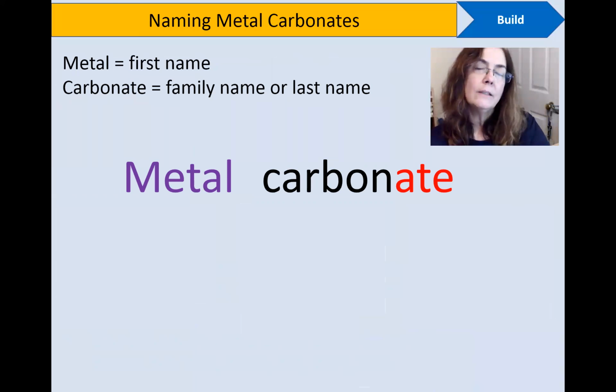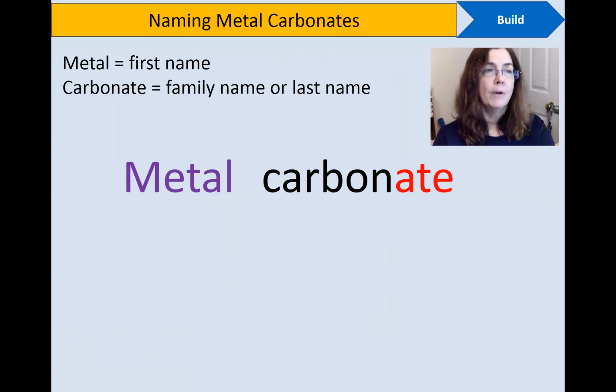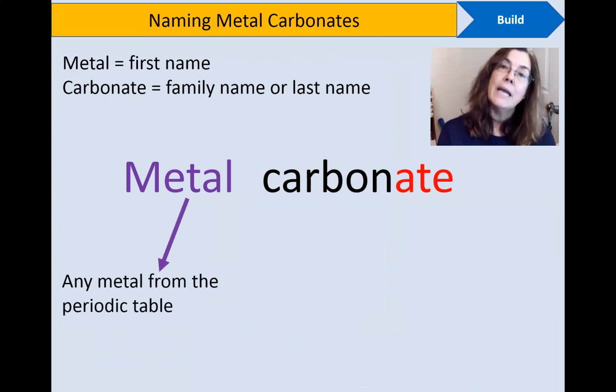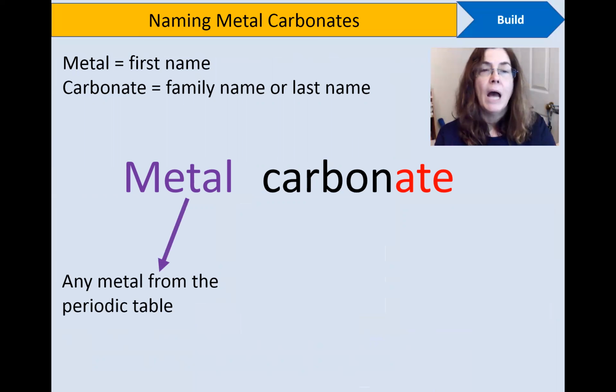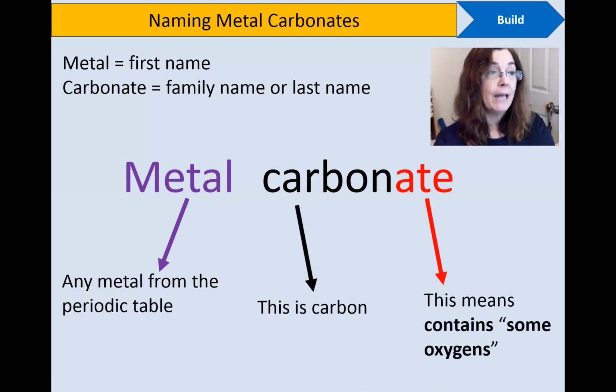Okay, so let's look at how we can recognise and where the name metal carbonate comes from. Metal is the first name, so it could be any metal. I told you about copper carbonate and magnesium carbonate, so the metal could be any one of the metals in the periodic table. And carbonate comes from two elements, carbon, and the "ate" is a different element. So here we go, metal, any metal in the periodic table could be a carbonate.